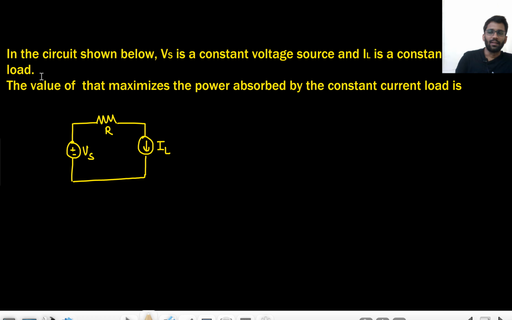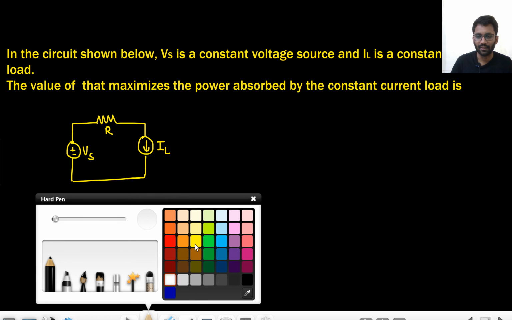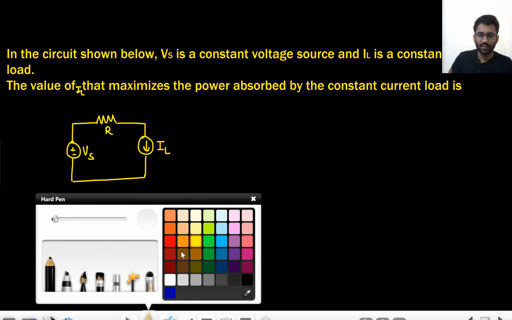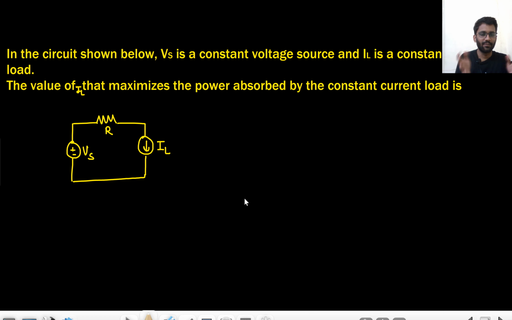So in the given circuit, Vs is a constant voltage source and IL is a constant current load. What will be the value of IL? The value of IL that maximizes the power absorbed by the current source load. Look, do you remember any formula for this kind of circuit? No. What we need to find is the power in load IL. What will be the power in load IL?